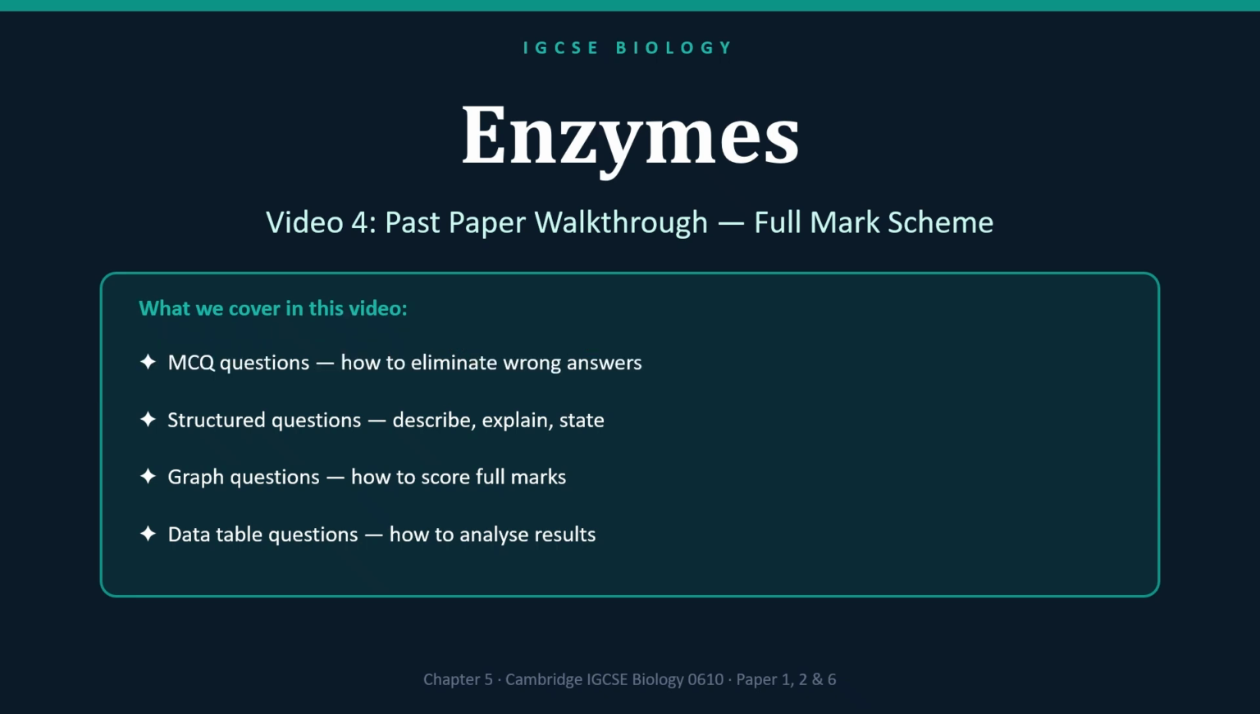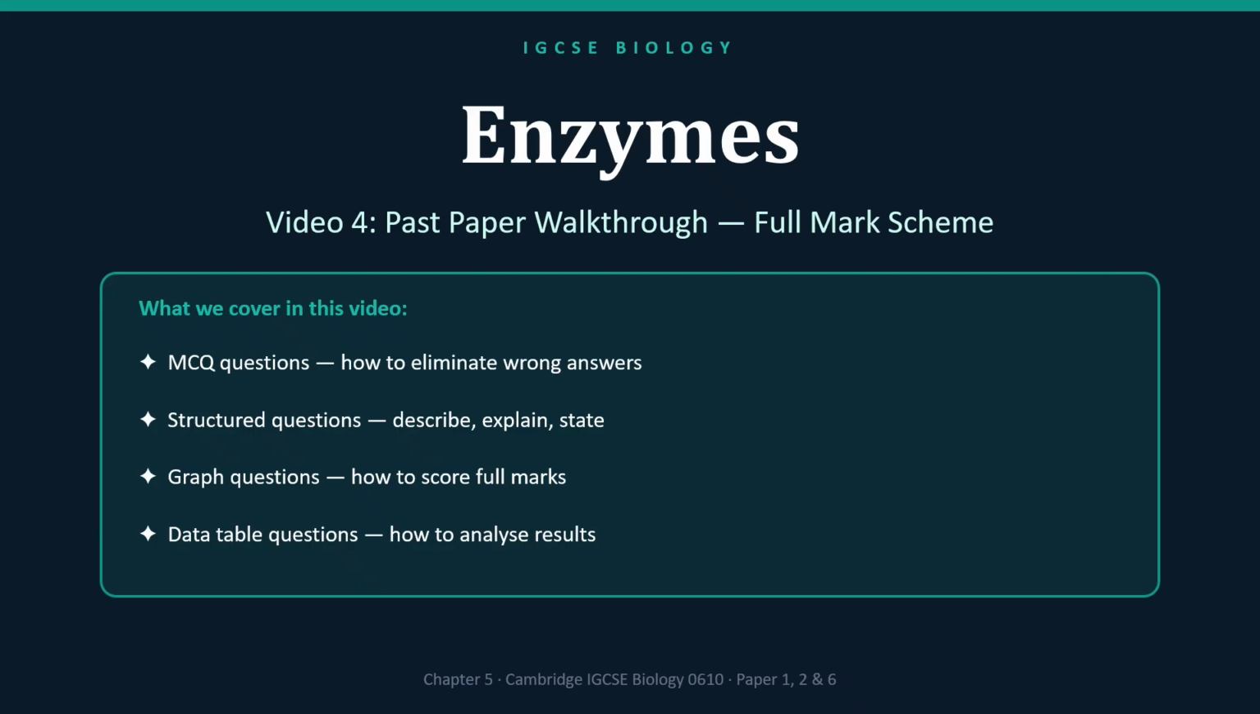In the first three videos, we covered everything: what enzymes are, how they work, how temperature and pH affect them, and how to carry out enzyme experiments. Now we put it all together. This video is a complete past paper walkthrough. I will show you real exam style questions, the exact types Cambridge sets, and solve each one using mark scheme language. By the end of this video, you will know exactly how to answer every type of enzyme question.